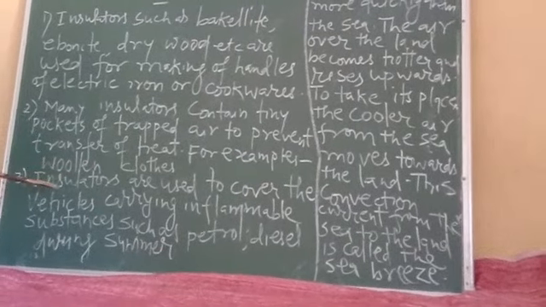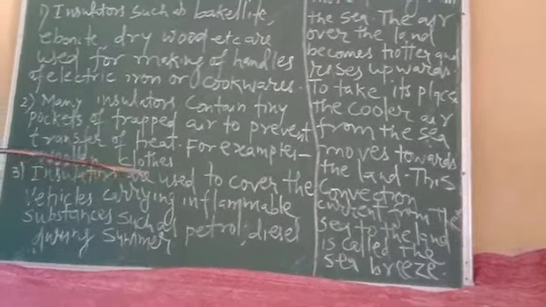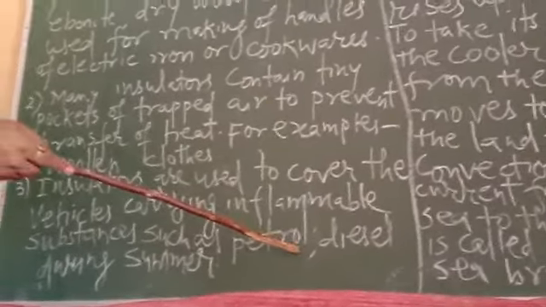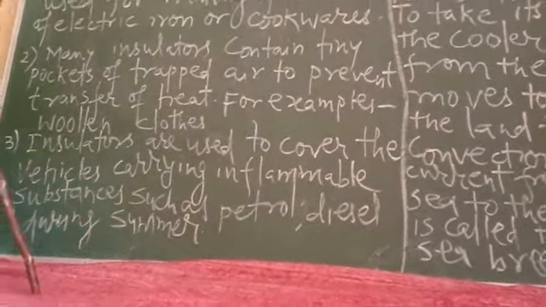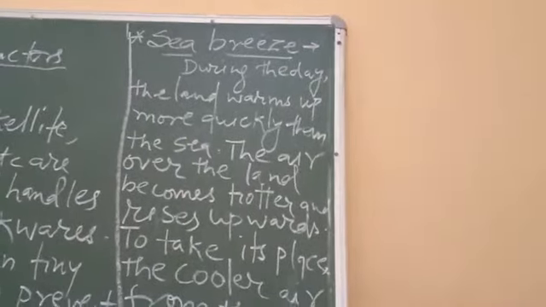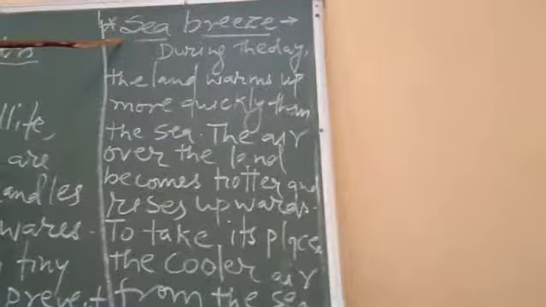In winter season, insulators are used to cover the vehicles carrying inflammable substances such as petrol, diesel during summer. Now, coming to the convection current, that we can see the natural convection. Number one, sea breeze.